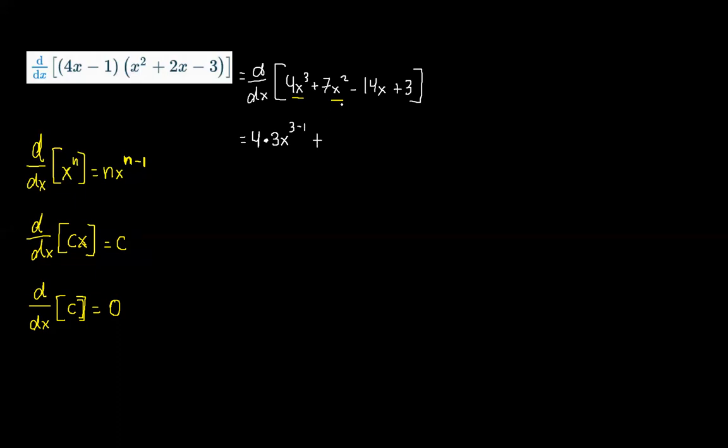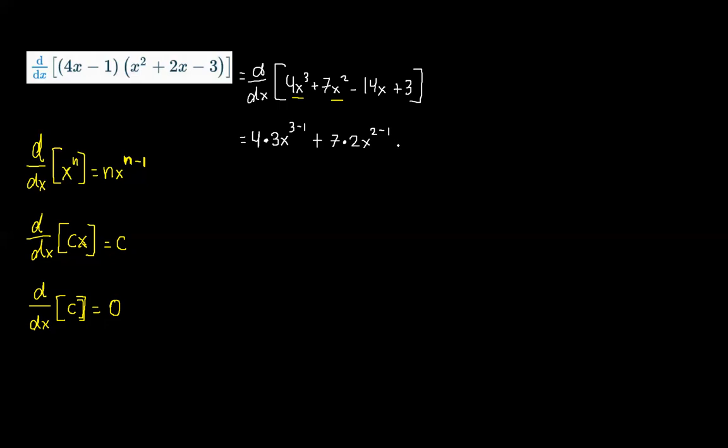Next, for the second term, it's the same way we did the first term. Just leave the coefficient, don't touch it. Then bring down the exponent, copy the variable, and the exponent you used to bring down will be subtracted by 1.